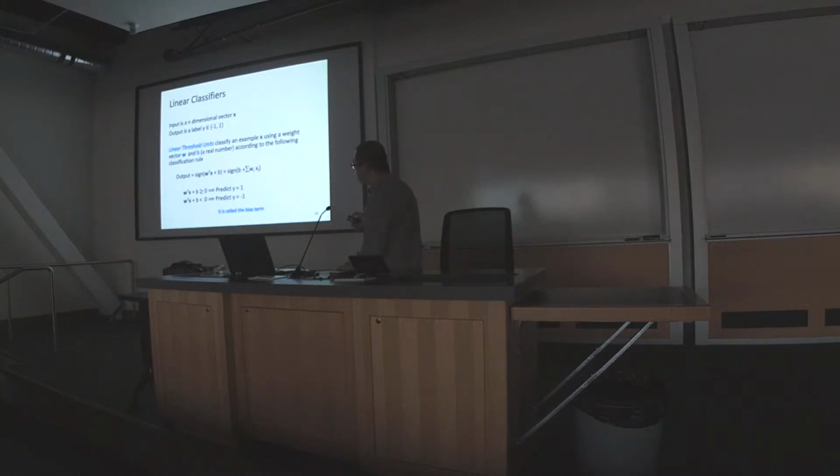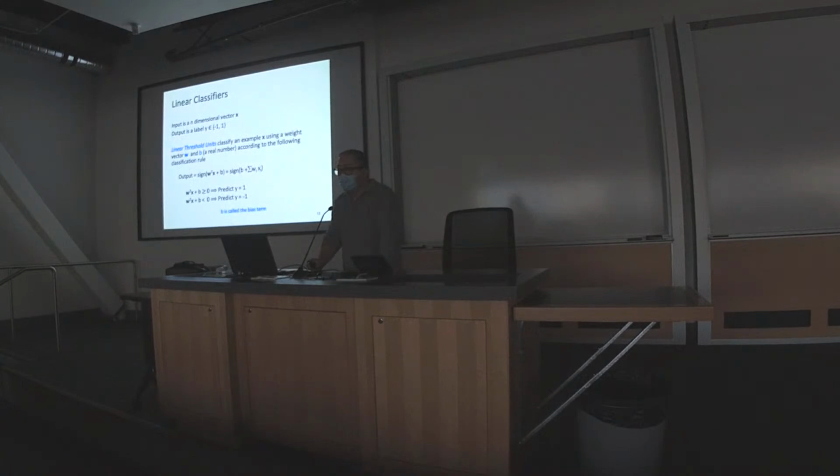Linear classifiers are also called linear threshold units. This jargon comes from the neural network literature, where they treat linear classifiers as the simplest neural network. That's why they call them linear threshold units. And why they are called threshold units, we're going to discuss later when we talk about neural networks. So let us just call them linear threshold units.